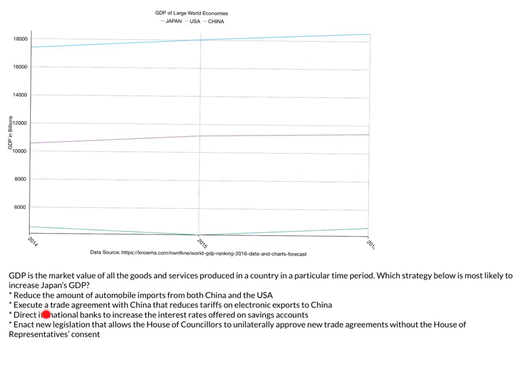Okay, so then the second one, execute a trade agreement with China that reduces tariffs on electronic exports to China. Okay, so if your goods are cheaper to go into China and you're able to potentially produce more, that might be a likely strategy of these strategies here. So we're going to go ahead and mark that one as a good choice as we continue down the list. Because again, we're looking at which strategy below is most likely, not necessarily which one is right or wrong, because it's just a strategy, right?